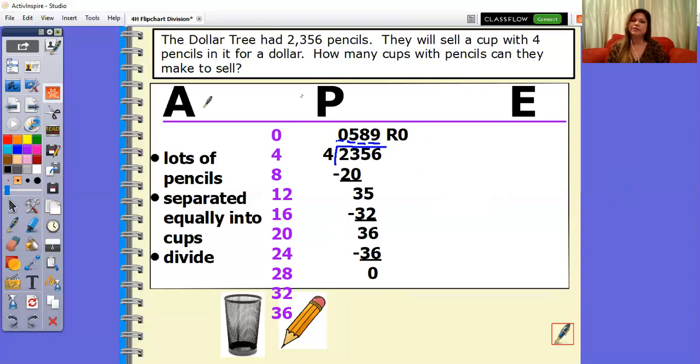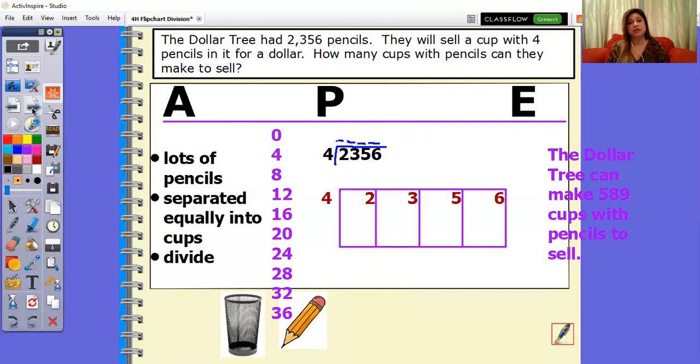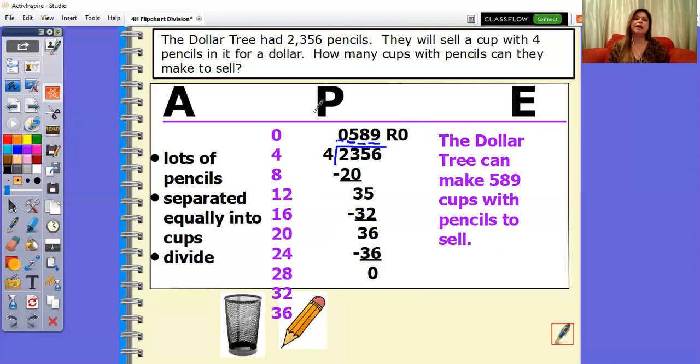So how can I justify that this answer is correct? Well, one thing that I can do is answer the question in a complete sentence. The question was, how many cups with pencils can they make to sell? And my answer in a complete sentence: the Dollar Tree can make 589 cups with pencils to sell. And I noticed that this answer is less than the total number of pencils that I had. And because I divided, I know that my answer is reasonable just because of that.